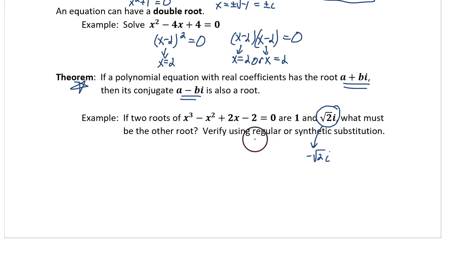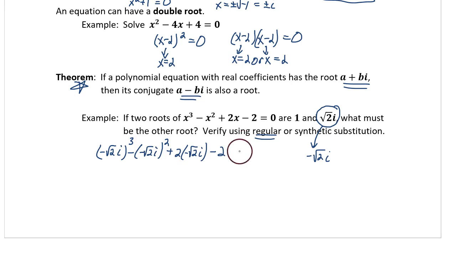This says verify using regular or synthetic substitution. We've been doing a lot of synthetic substitution the past few days, so I'm going to verify this with regular substitution. Negative square root of 2 i raised to the 3rd power, minus negative square root of 2 i raised to the 2nd power, plus 2 times negative square root of 2 i, and then minus 2. What we're wondering is, when we substitute that in place of x here and here and here, does it make 0? So let's find out.